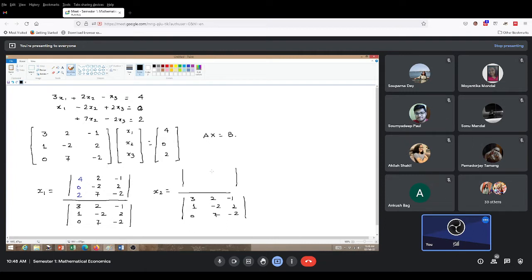What will be x2? 3, 1, 0. This is minus 1, 2, minus 2. And now we replace the second column. Okay, so you can find out what is x3 also. X3 will be simply 3, 1, 0, 2, minus 2, 7, and this will be 4, 0, 2. Okay, this method of solving is called Cramer's rule.